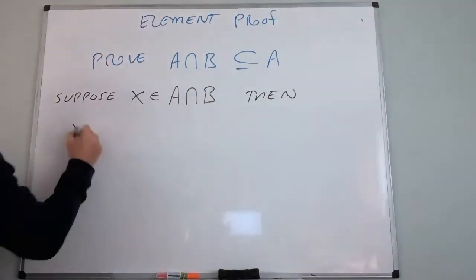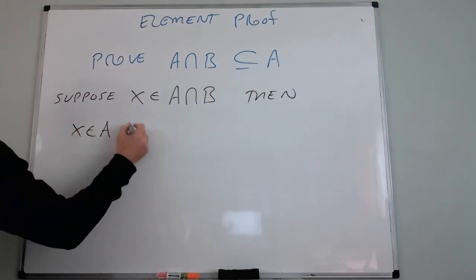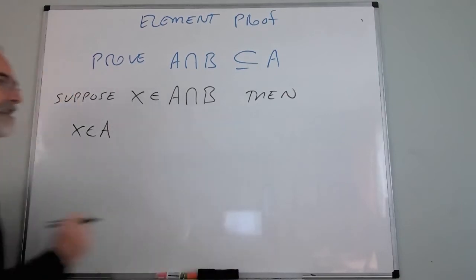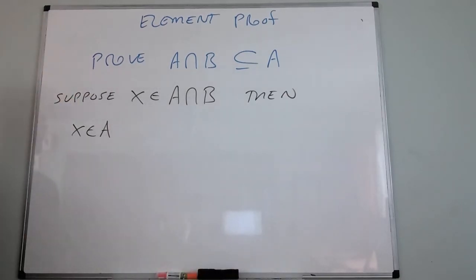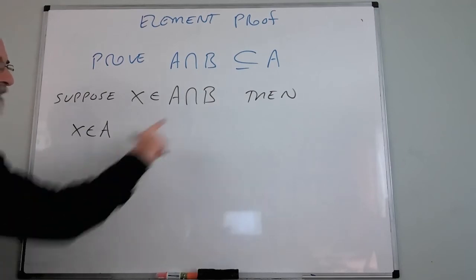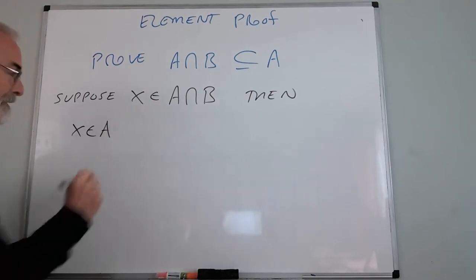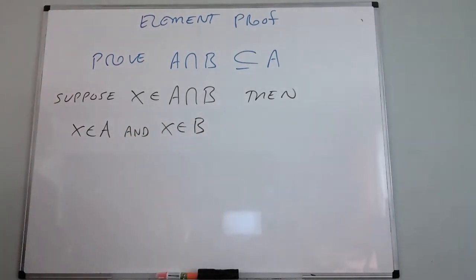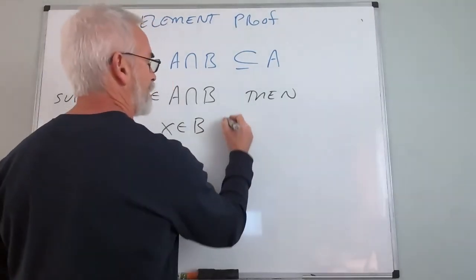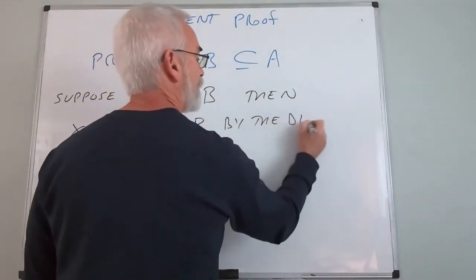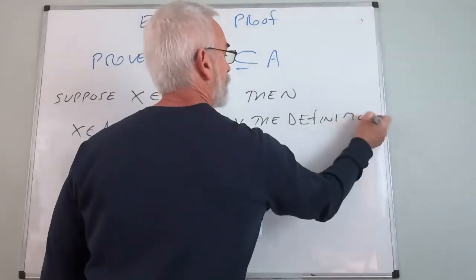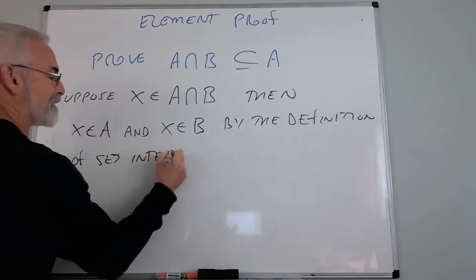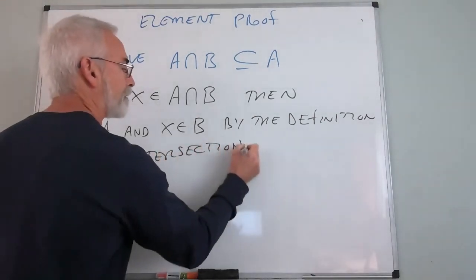Then x is an element of A, or, and, which is it? I'm going too fast. Is it or, and? Intersection means and. x is an element of B. And it's good form to say, by the definition of set intersection. That's my justification. Okay, now what?